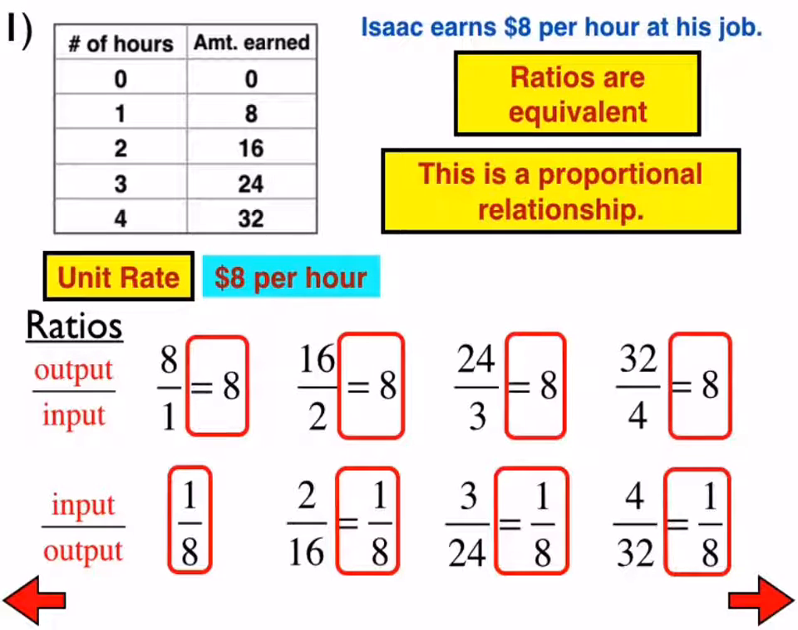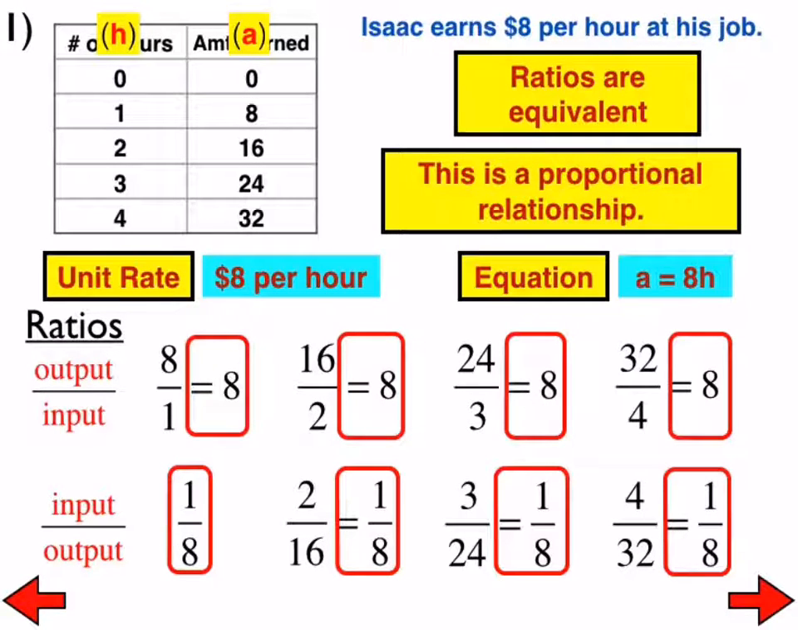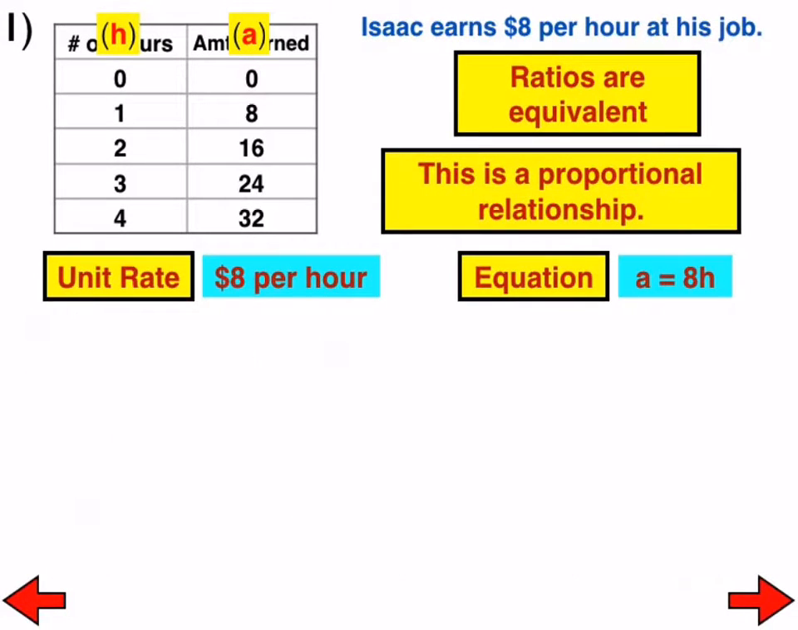So once again, our unit rate, which comes straight from the given sentence, $8 per hour. And the equation utilizing the unit rate that makes the most sense, if we use H and A, would be A equals 8H. That's simple. These are the things that we've been working on. And of course, the graph of that is very simple. We simply plot all of our ordered pairs and all of that stuff.